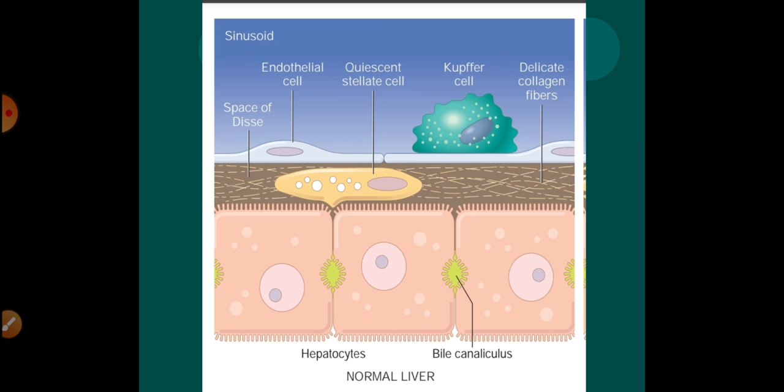The canal of Hering will have oval cells, the stem cells of the liver, which help in regeneration of the liver parenchyma when there is damage to the liver.